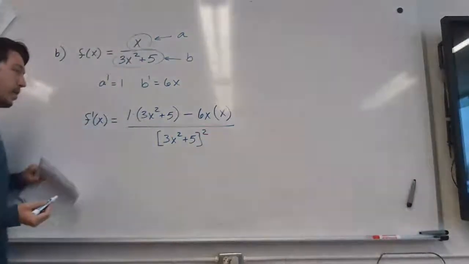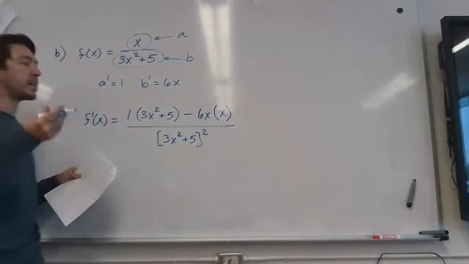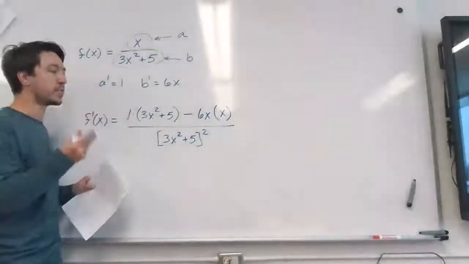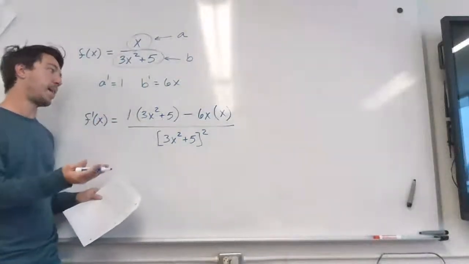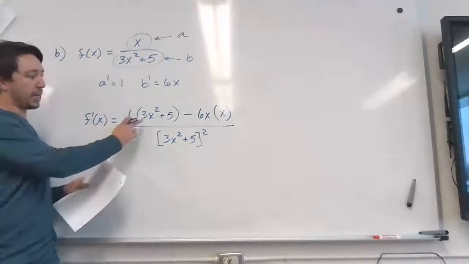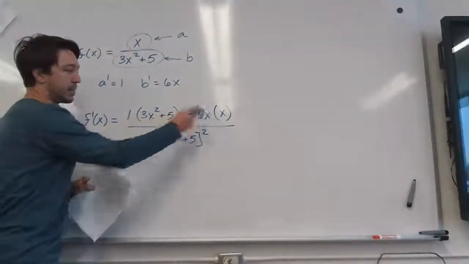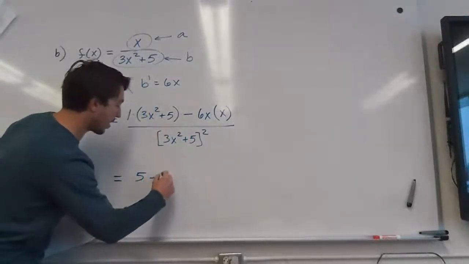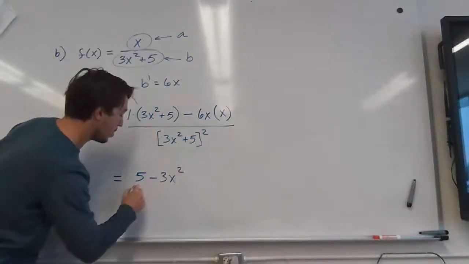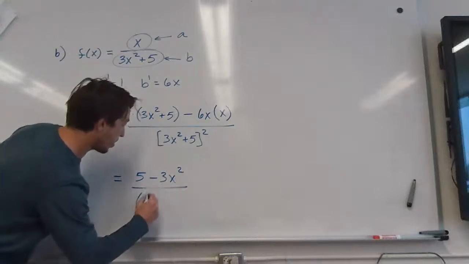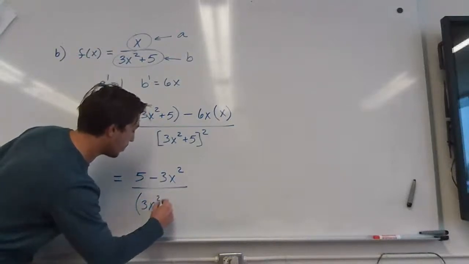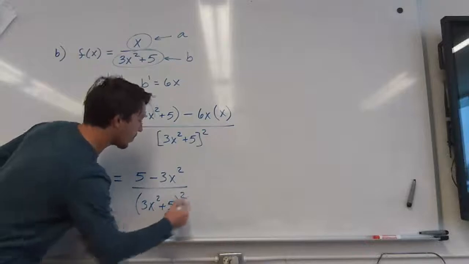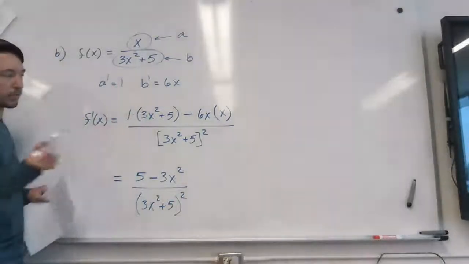squared. Okay, and then I ask the question, can I very easily write this in a nicer way? In this particular case, yeah, because I've got 3x squared minus 6x squared, which is negative 3x squared. And so I'm sure we'd all agree that this is easier to read than this. So yes, we.